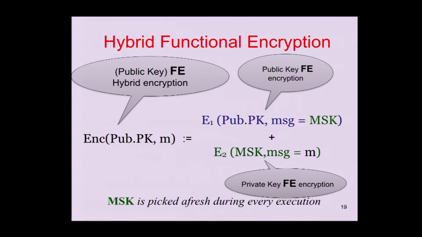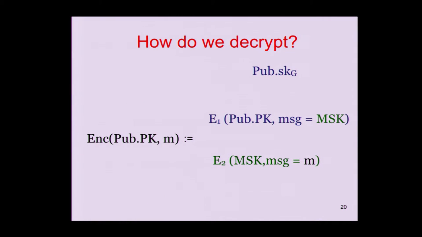Okay. So the question is, how do we decrypt? In the case of the traditional hybrid encryption scheme, it was simple, because you can just decrypt the first ciphertext using the master secret key, and then you can recover the message. But here, you have additional functional keys, right? So things are not that straightforward. So let's see how to perform this operation.